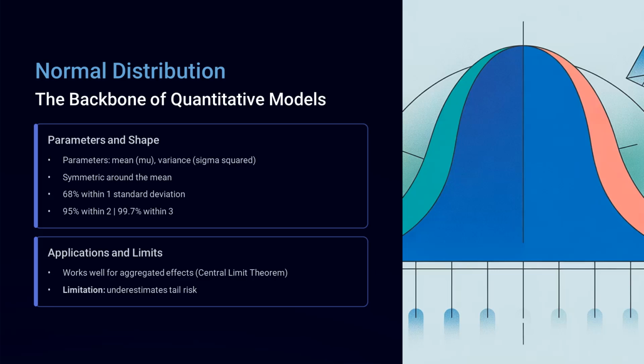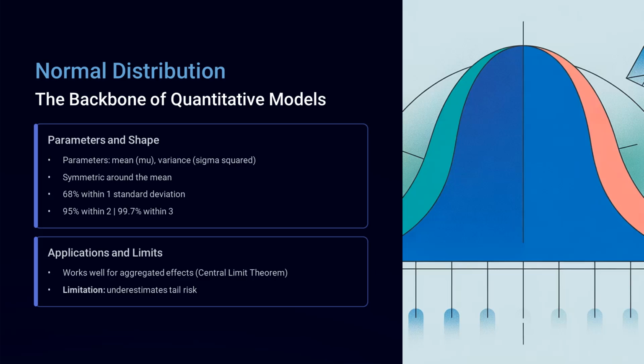Normal distribution. Now, the classic, the normal distribution, also known as the Gaussian distribution. This is the single most important probability model in quantitative finance. It's defined by two parameters, the mean, called mu, and the variance, called sigma squared. It's perfectly symmetric around the mean, meaning outcomes above and below the mean are equally likely. About 68% of values fall within one standard deviation of the mean, 95% within two, and 99.7% within three.